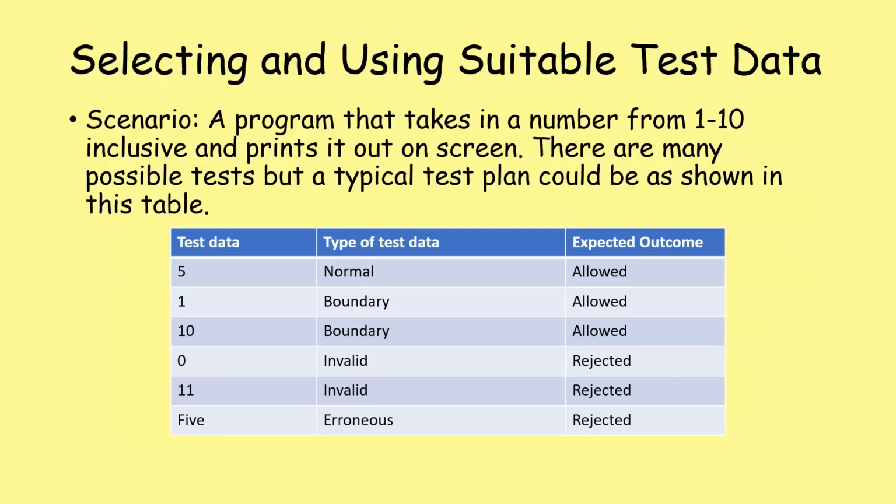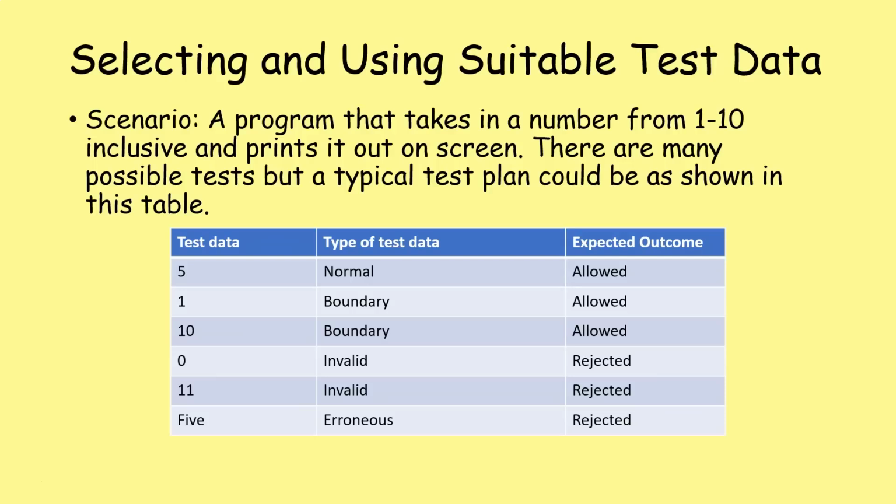And here's an example of this, just to give you a very simple test table to show you what I mean. If you have a program that takes in a number from 1 to 10 inclusive and prints it out on screen, these are maybe a set of tests that you could do. So 5 would be an example of normal test data, and that should be allowed. 1 and 10 are boundary data. They are of the correct data type, and they're on the very edge of being correct. If they were any more, any less, they would be wrong. So they're both allowed, but they're on the very edge.